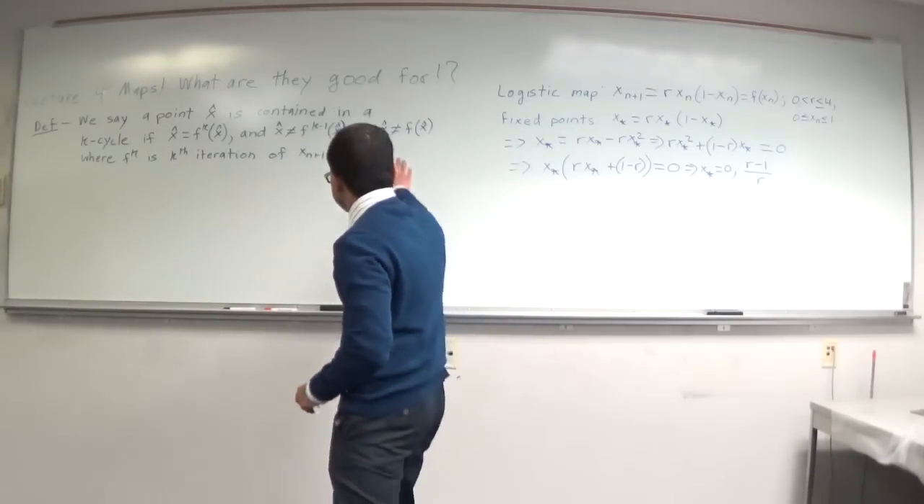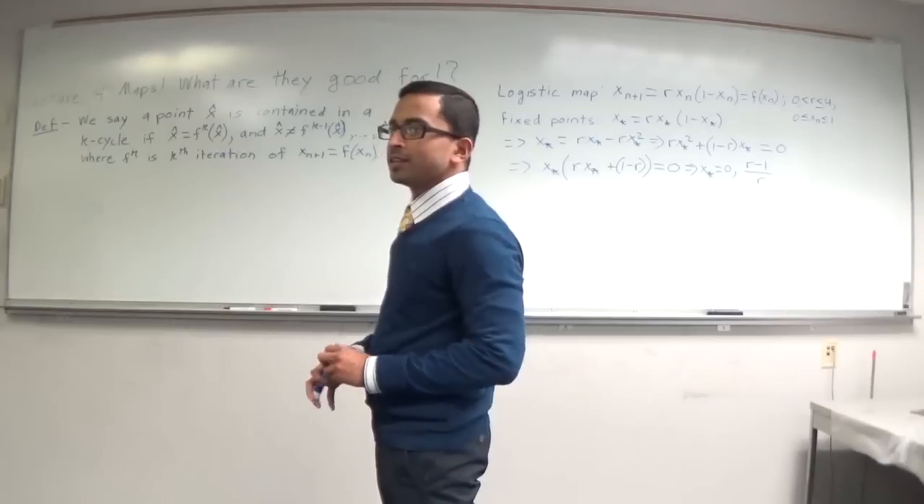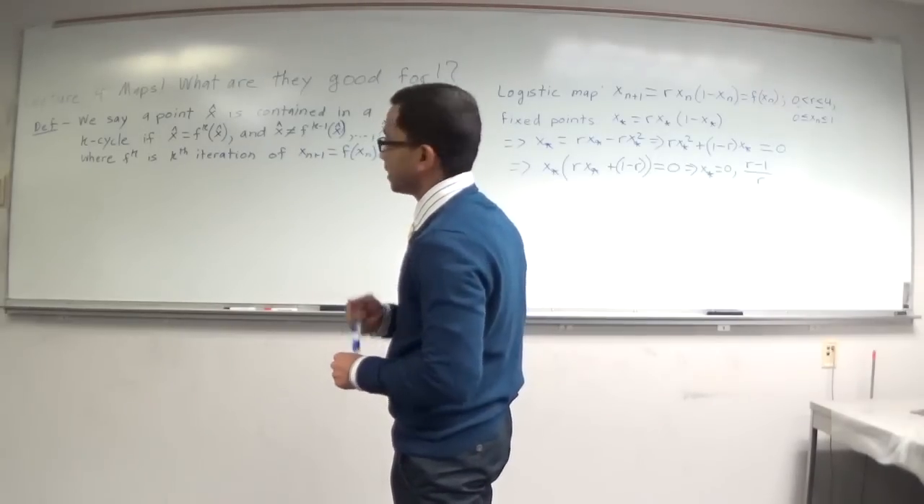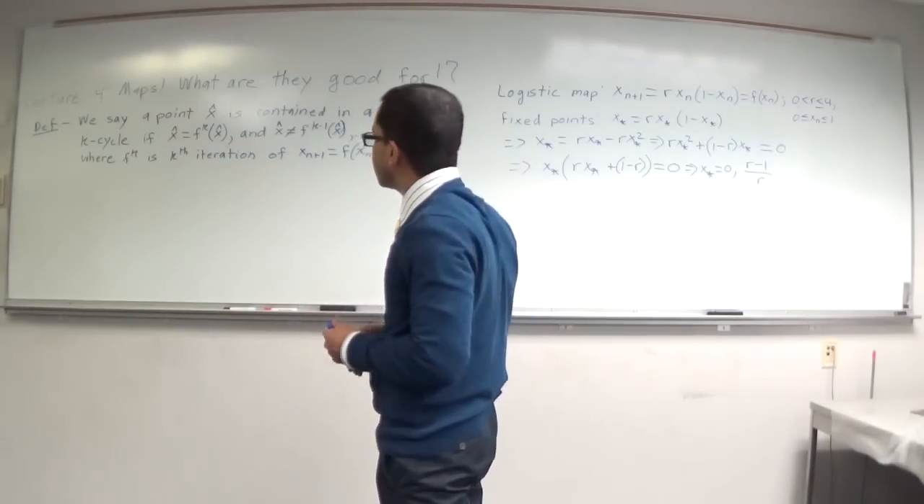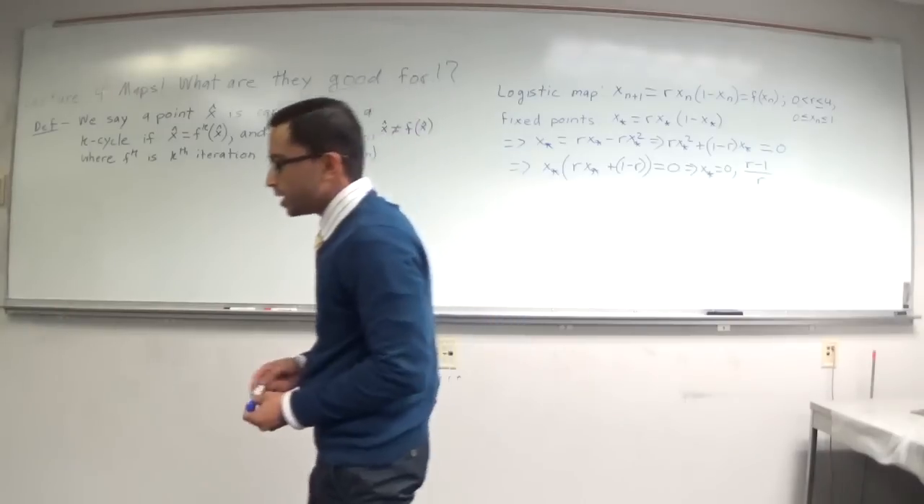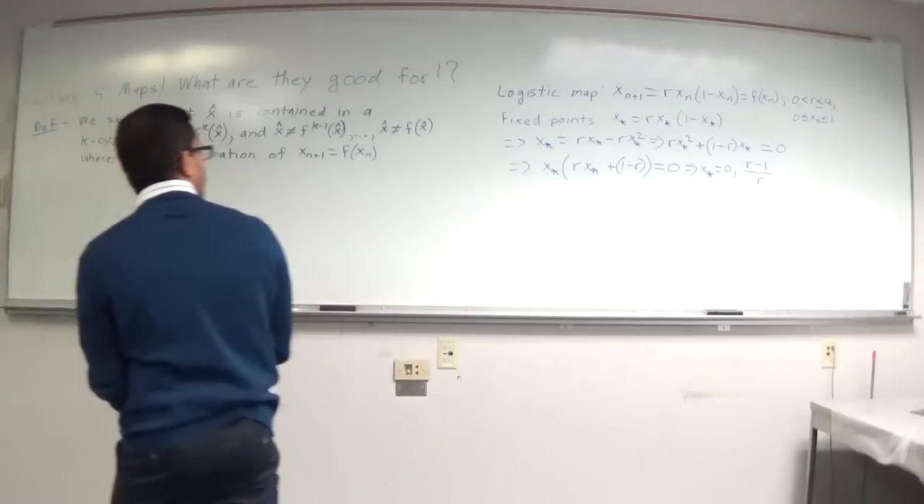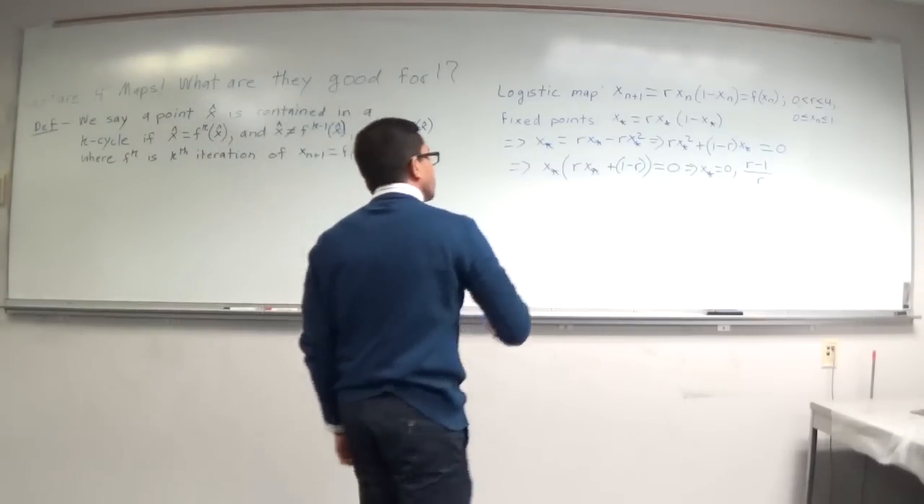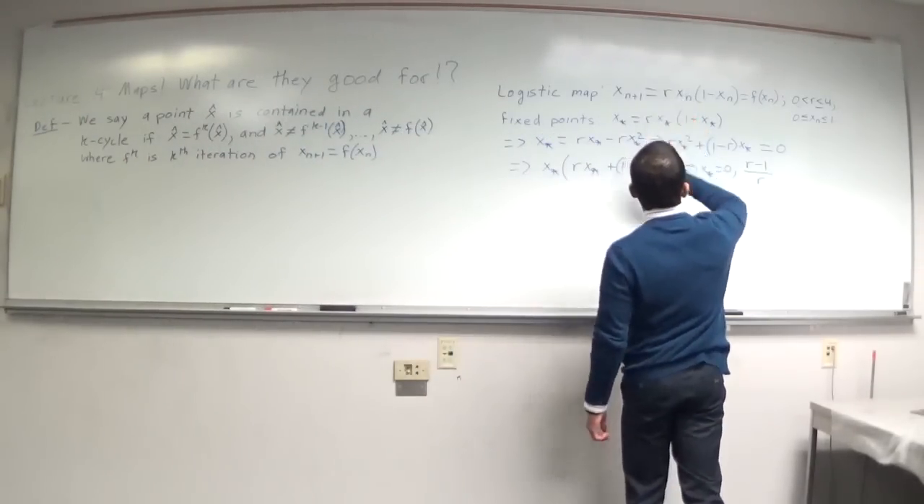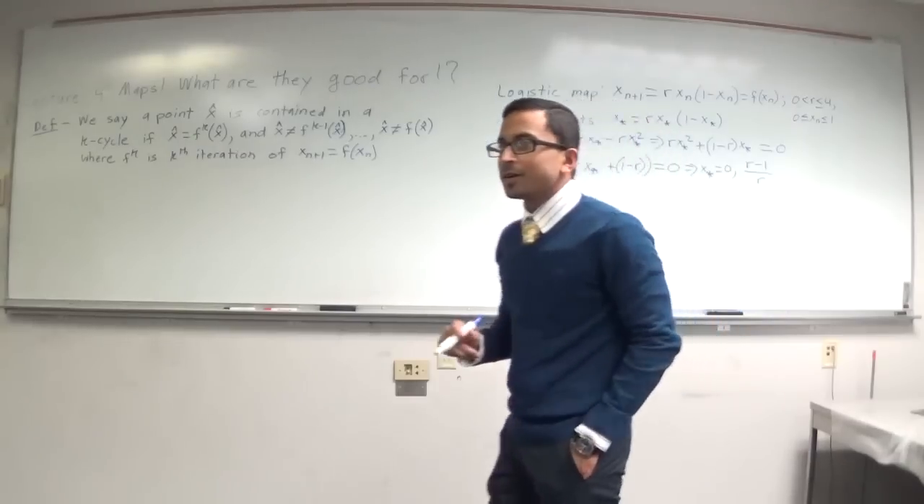So now the definition is fine. So that's how we want to define a k cycle. That's how we want to define periodic orbits. So now let's look at the logistic map, and let's try to figure out what the 2 cycle will be for this logistic map. So how are we going to do that?